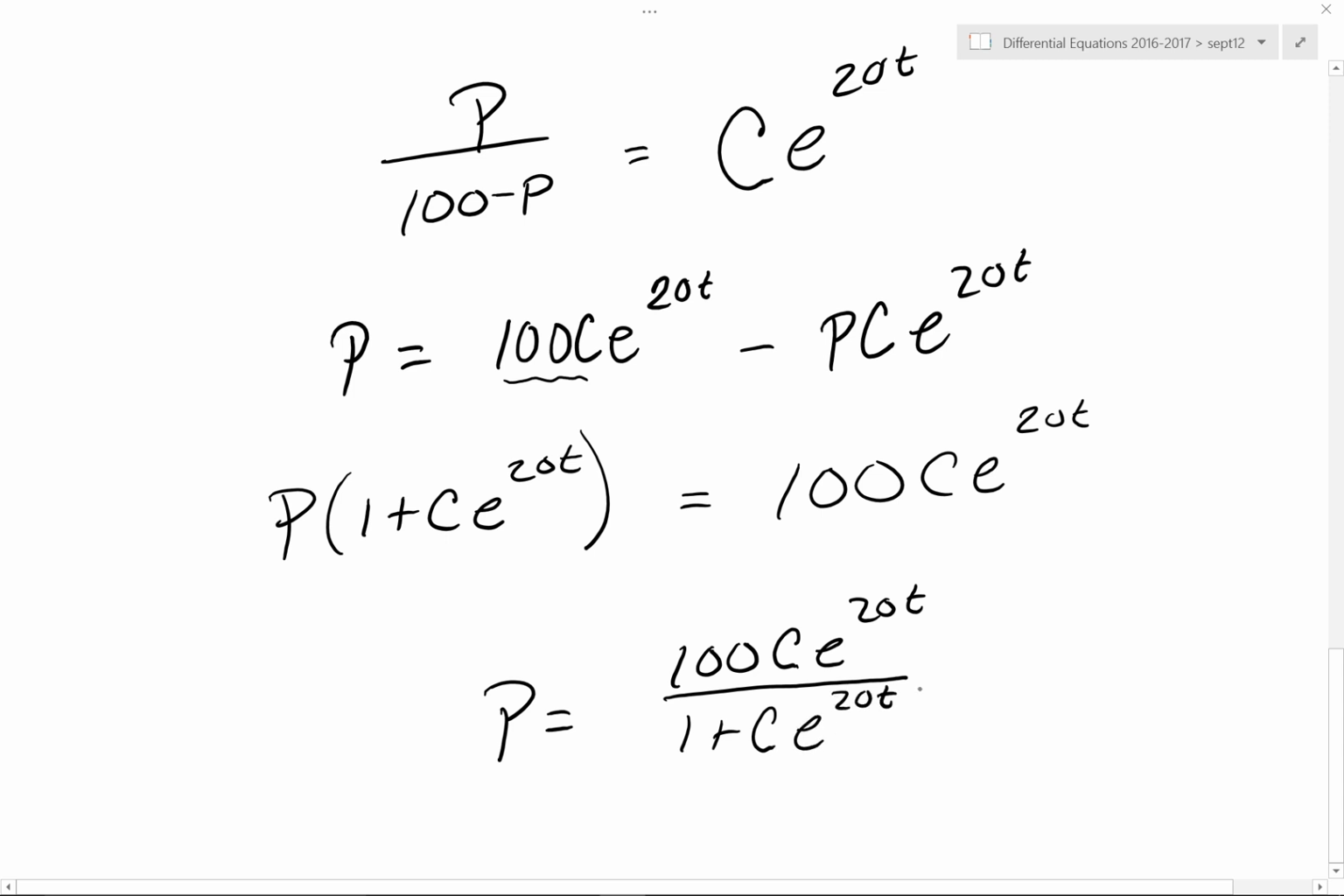Will you explain that real quick? The previous step. So I add this over yonder, and I factor the P out. Oh, okay.